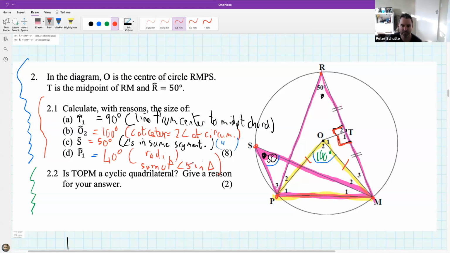Sorry for my writing, guys. It's a lot to squeeze into a space. So we first know that these two must be equal because of radii, and therefore we know that these must each be 40.